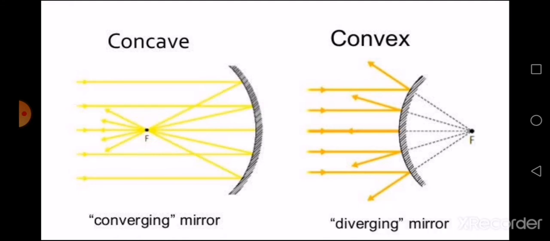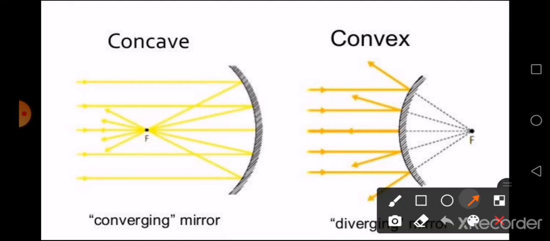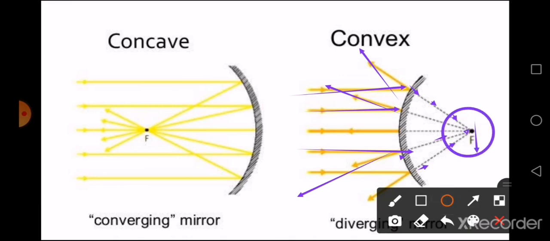Now in case of a convex mirror, I told you it appears to be diverging from a particular point. After falling onto the mirror, the rays appear to be diverging from a particular point. Here we extend them backwards and make a point, and that point in case of a convex mirror you call the focus of a convex mirror. That is a diverging mirror, and concave is a converging mirror, right?